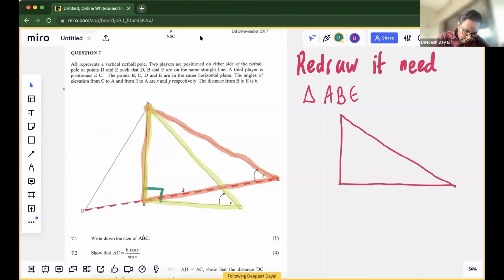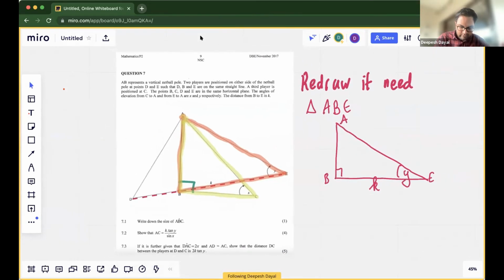So we've got A on the top, and then we've got B here, and then we've got E, right? Okay, then you must fill in the values. So that's 90, that's Y, and then this one is K, right? Okay. Yes. And what do I look for here?